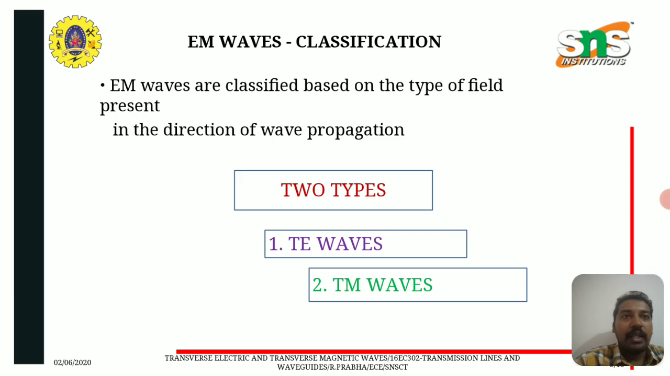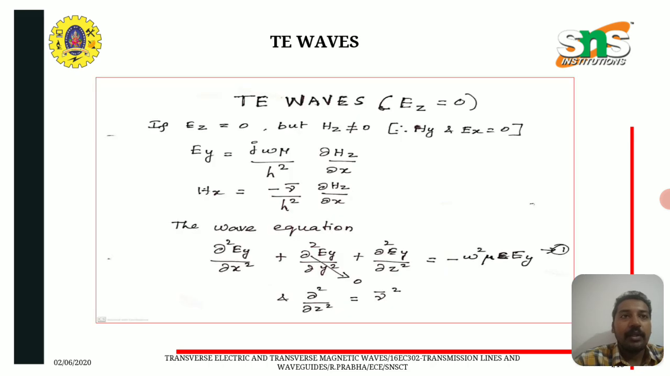We classify the EM waves into two types. First one is TE waves and second one is TM waves. For TE waves, Ez equal to 0. If Ez equal to 0 and Hz not equal to 0, Ey and Hx exist. So Ey equal to j omega mu by h square dou Hz by dou x, and Hx equal to minus gamma by h square dou Hz by dou x.